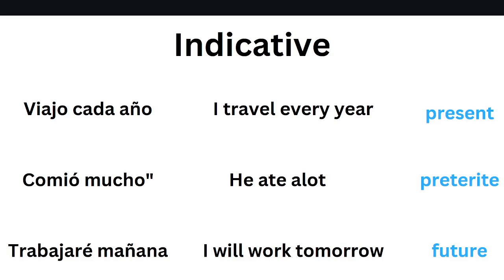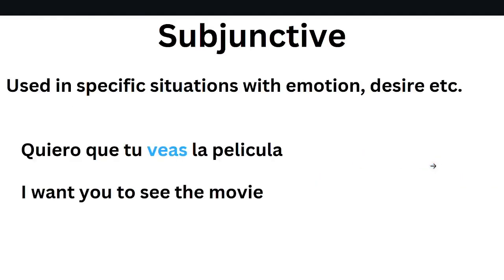So the next mood is one of the most difficult to understand. We'll just go over the basics here, but the subjunctive mood. In the subjunctive mood, we use it in specific situations with emotion or desire. And so emotion and desire, and there will be a few other things as well, but these are the triggers for using the subjunctive mood. Here is a simple example, which is quiero que tú veas la película. Quiero que tú veas la película. And it means I want you to see the movie.